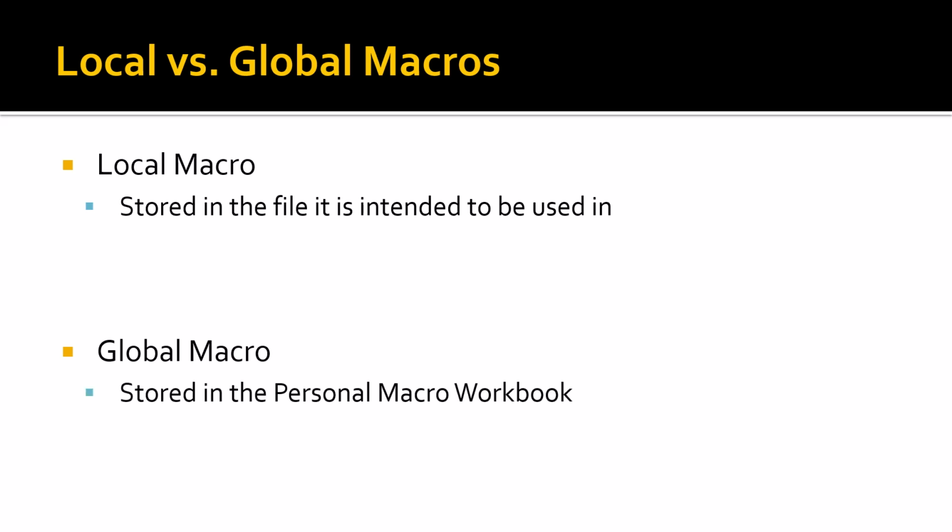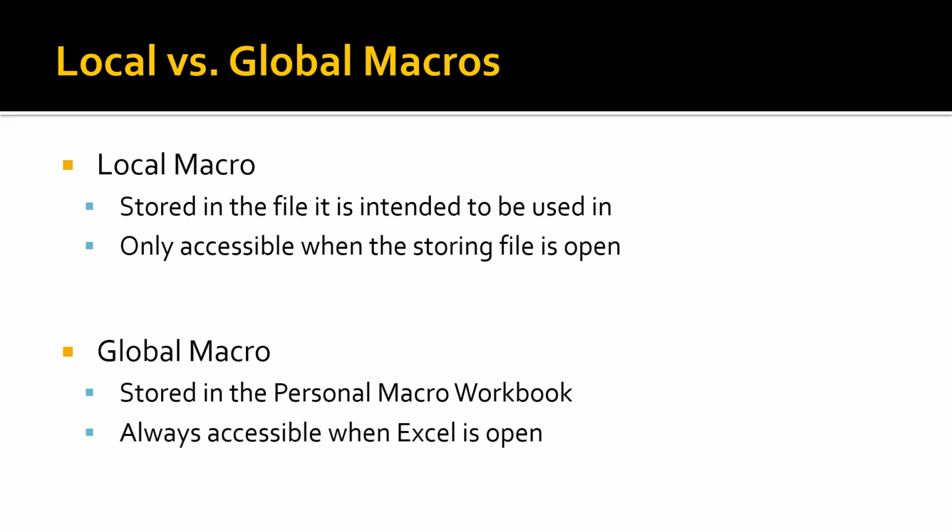whereas a global macro is stored in this thing called the Personal Macro Workbook. Local macros are only accessible when the file they're stored in is open. Now, they're available to every other open file, but only while that source file is open. Global macros are always accessible the moment that Excel is opened. It's almost like the global macro is a feature of Excel.